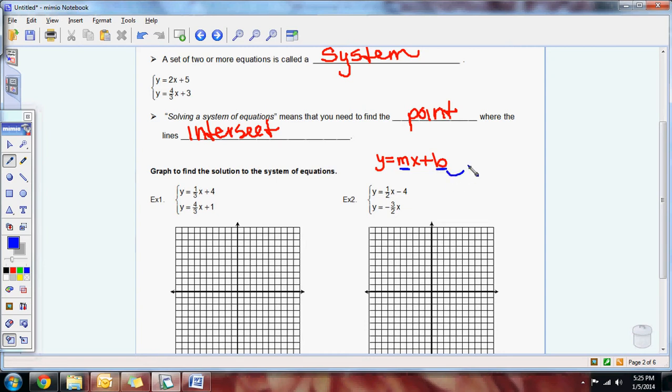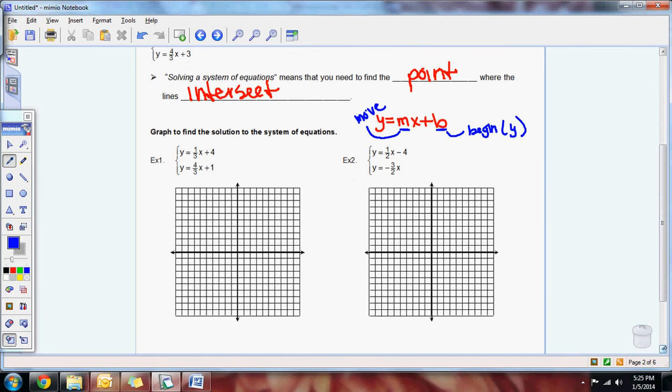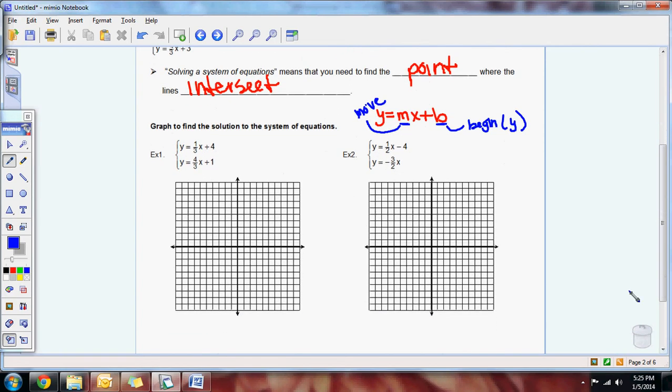Remember, b is where we begin on the graph on the y, and m is how we move, and it's always rise over run. Okay, so that's a complete review, but it's going to be very important when we're graphing systems, because it's basically like you're just graphing two lines like we've done before.